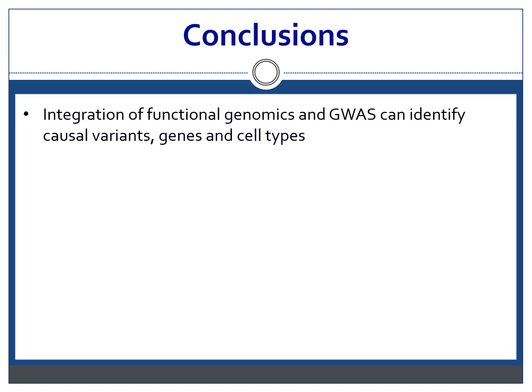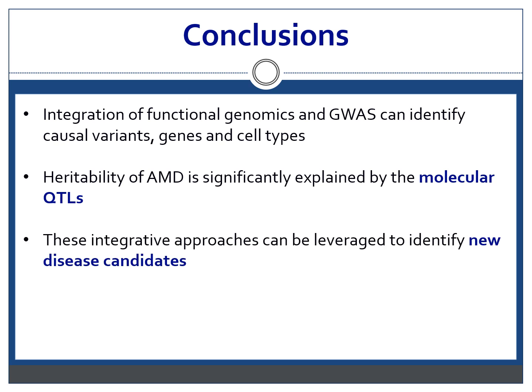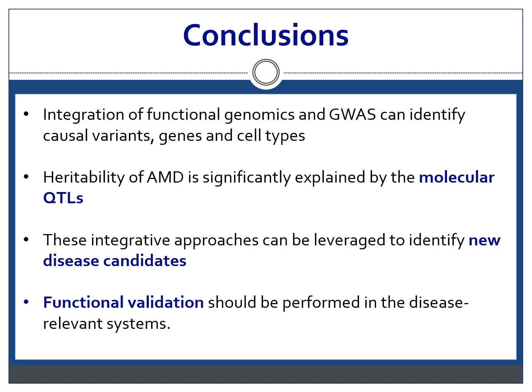So to conclude, here we have learned that the integration of functional genomic approaches using the transcriptome and the epigenome data, and the GWAS can identify causal variants, genes, and the cell types relevant to the disease. Heritability of AMD can be significantly explained by the molecular QTLs, and these integrative approaches can be leveraged to identify new disease candidates. And finally, the functional validation should be performed in the disease relevant system to understand the disease mechanism.